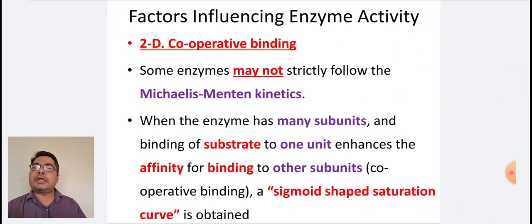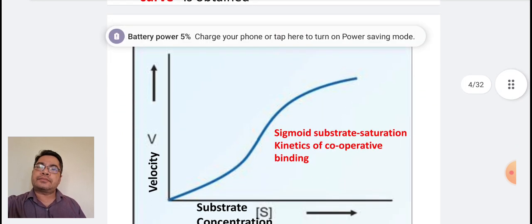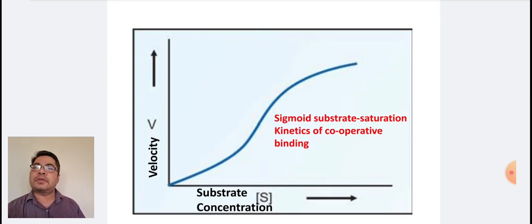Next is cooperative binding. Some enzymes may not strictly follow the Michaelis-Menten kinetics. When the enzyme has many subunits and binding of one substrate to one unit enhances the affinity for binding other subunits, that is cooperative binding, a sigmoid-shaped saturation curve is obtained. In this graph, we can see that sigmoid-shaped substrate saturation kinetics of cooperative binding is seen.